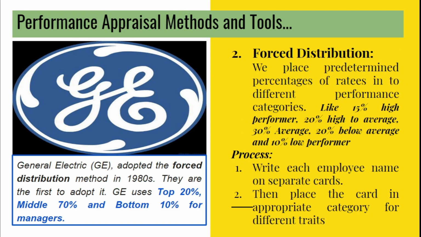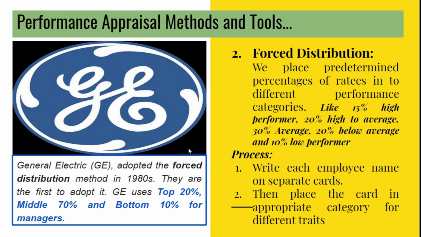In forced distribution, we place predetermined percentages of ratees into different performance categories. For example, you may decide to divide employees into the following categories like 15% high performer, 20% high to average performer, 30% average performers, 20% below average, and 10% low performer. Please note, these categories may vary from company to company. Like General Electric or GE, which is an American multinational, it adopted the forced distribution method in the 1980s.